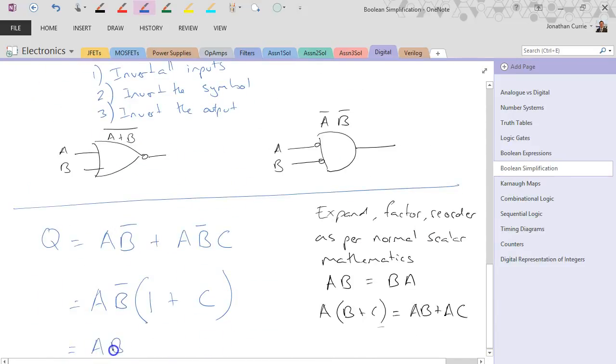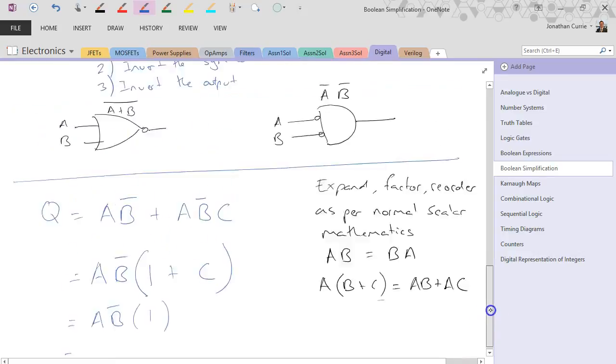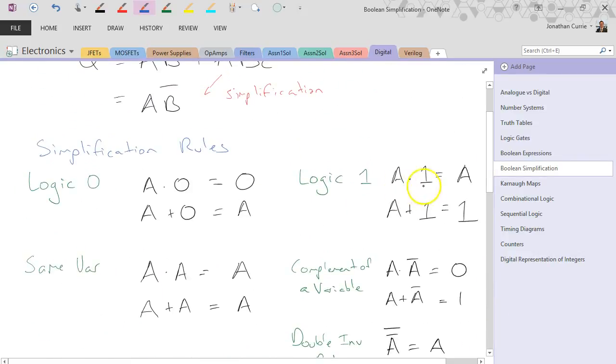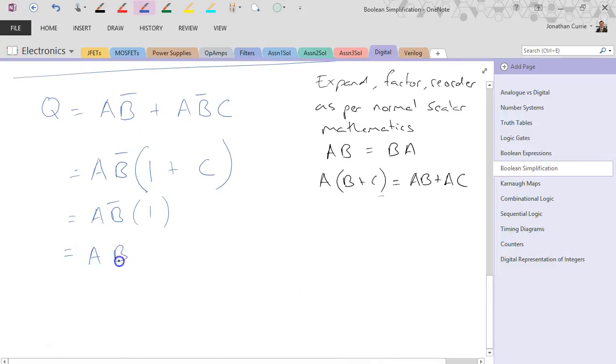So we have effectively A and not B, and then 1 in brackets, and A and not B, or A and 1 equals A, takes us to this expression here. So we would go 1 plus C equals 1 to get to here, and then we'd have that expression there, and this one is simply a factor.